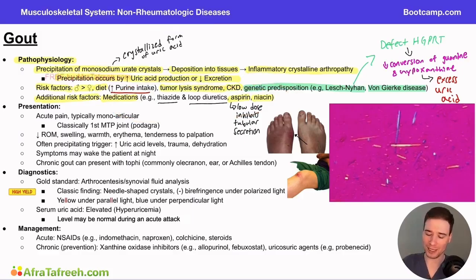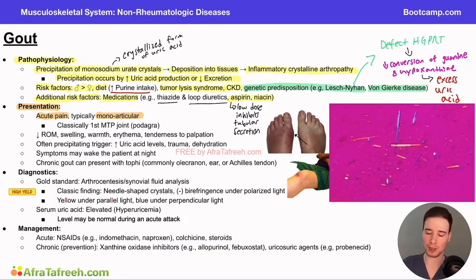Now, if we think about our presentation here, I want you to compare and contrast with some other joint disorders that we're going to talk about. Patients have acute pain, typically monoarticular. This is in comparison to rheumatoid arthritis, in which we expect to see multiple joints affected, but it's consistent with osteoarthritis, in which we also expect to see, typically, monoarticular or one joint affected at a time, although not always.